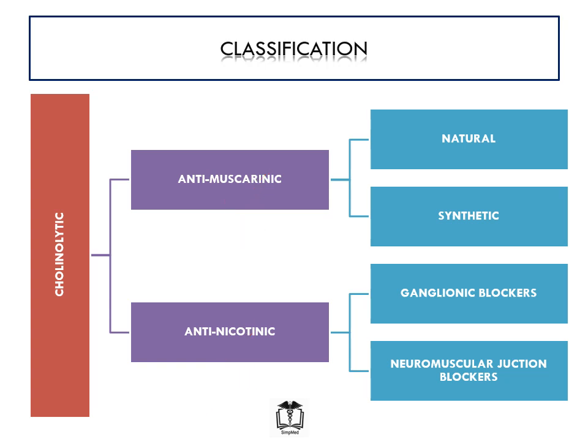Each of these different classifications is further subclassified. Antimuscarinic agents are subclassified as natural drugs and synthetic drugs, and we also have a subclassification of semi-synthetic drugs. We'll talk about that. For the anti-nicotinic agents, depending on whether they are working on NN receptors or NM receptors, they are further classified as either ganglion blockers, those working on NN receptors, and neuromuscular junction blockers, those that work on NM receptors.